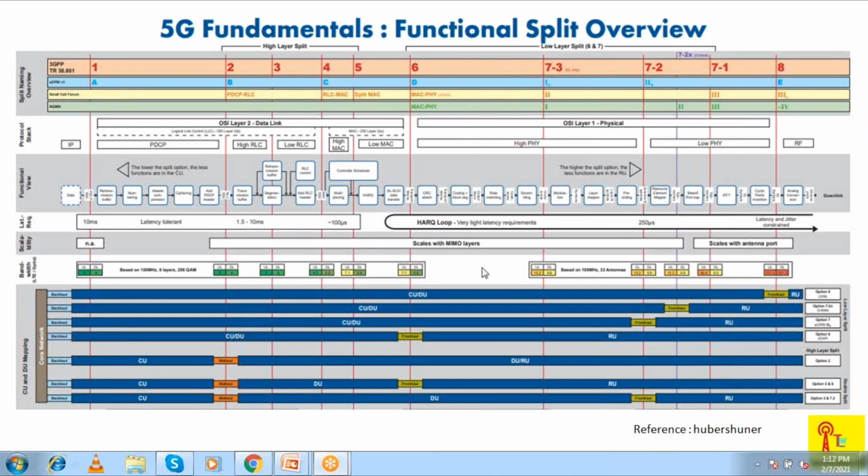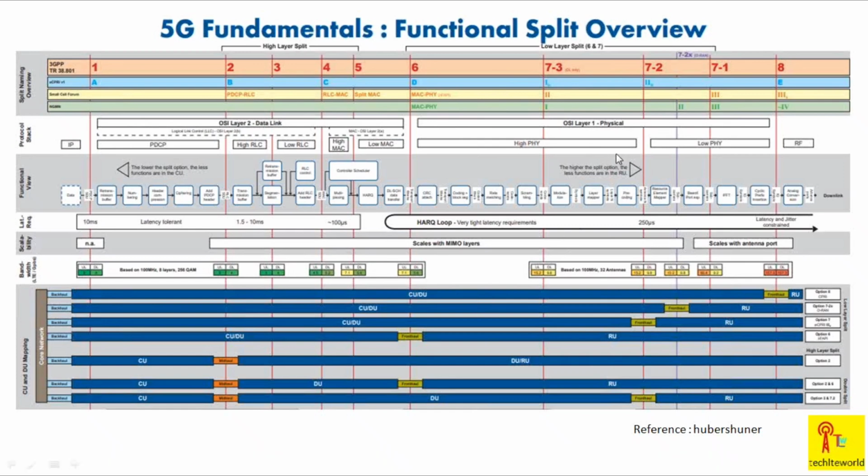split. If you can see here, my lo-fi starts after this. If my operator opts for split 7.2, my lo-fi will be in the RU. If you go down, you can see this is my 7.2x split option. This is my fronthaul, as described by Deepak also. So the RU consists of my lo-fi, and the CU and DU consist of all my protocol stack as I have defined in my earlier slide.